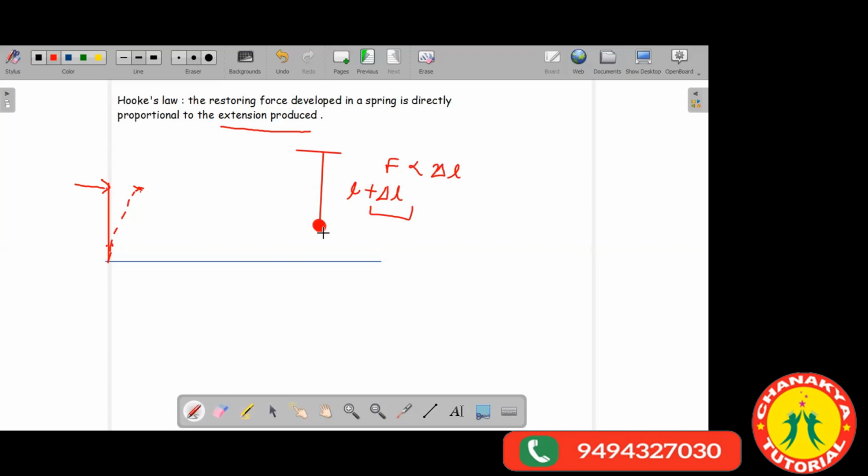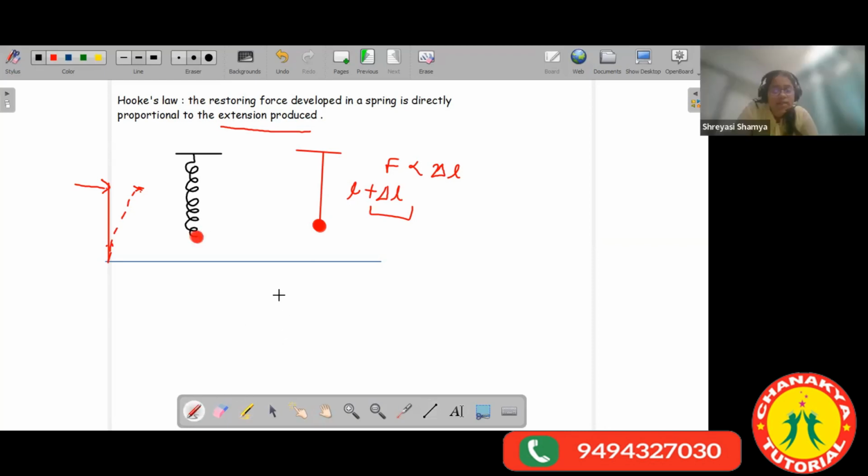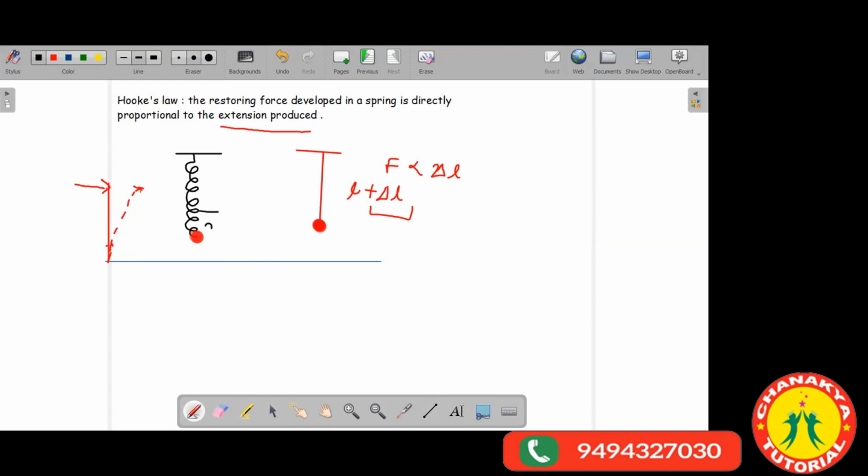However, this phenomenon is not observable in reality with a thick rod. But if you take a thinner iron piece, you can observe it, or you can observe it better with the help of a spring. In a spring, this phenomenon is observable. You can take a spring, and if you hang some mass on it, definitely its length will change. There will be some extension produced, X.